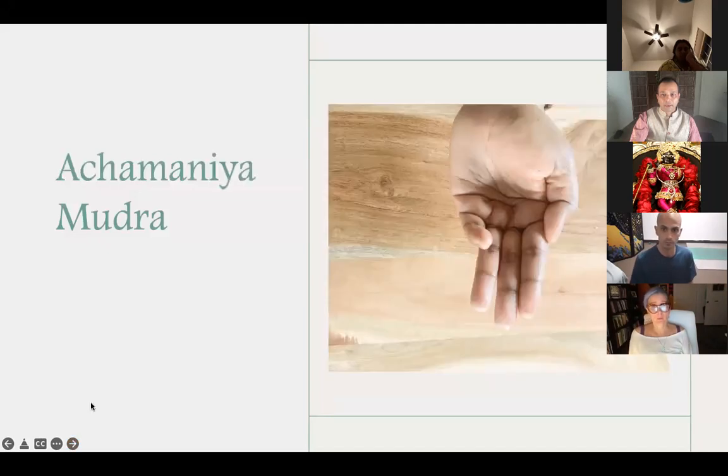All right. So the next one is Achamaniya. Now the only thing is when I click the picture here, this little finger should be fully folded. That's all. Like this. Okay. So this is called Achamaniya. So when you do Achamana, you also purify, you also clean.